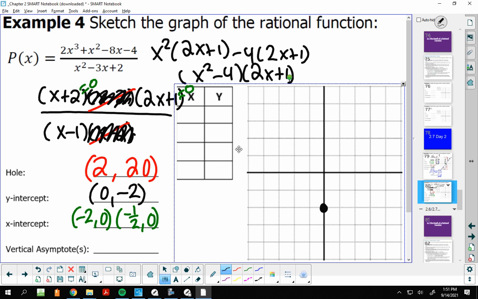Vertical asymptotes are what's going to make the denominator equal to 0. So set the denominator equal to 0, and we get x equals 1.